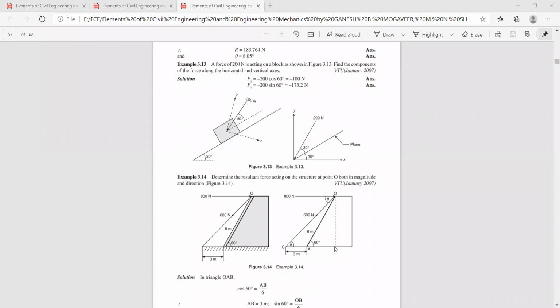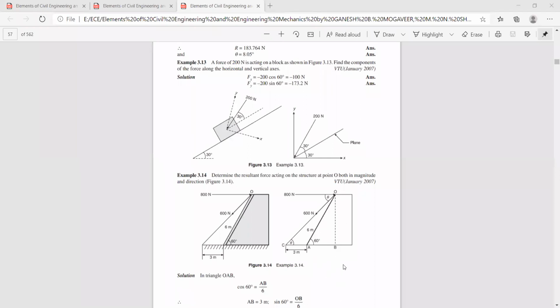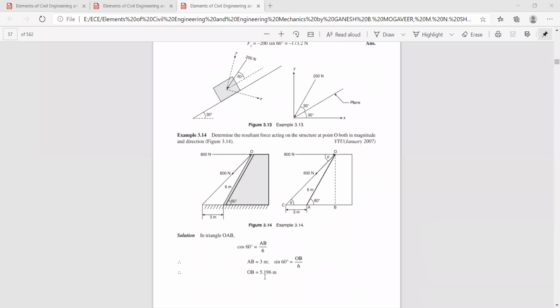Similarly, you can also find OB. OB is nothing but sin theta. Sin 60 is equal to OB by OA. So that is about 5.196 meters. So here OB is 5.196 meters, and AB works out to be 3 meters. So this is 3 meters and this is 3 meters, correct? Now here, this angle is not given to you. You can call it theta. So obviously this angle is also theta.